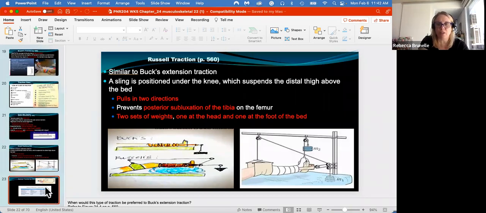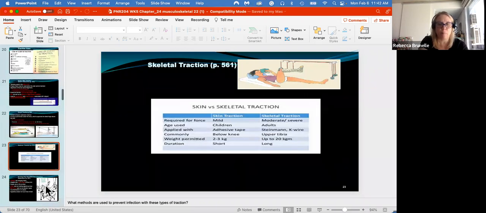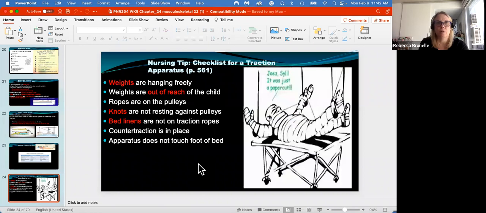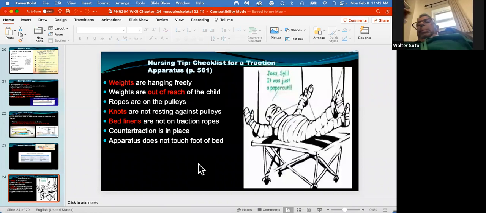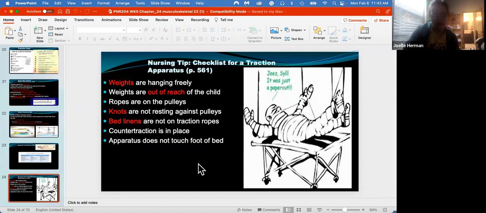So what are some things that you think about for traction? What are some things that you're going to monitor as a nurse? Circulation. Okay. So you're going to do frequent neurovascular checks: pain, pulse, color, ability to move fingers and toes. Where are the weights? Are they flat on the floor? They're dangling. They're always free dangling. Okay.